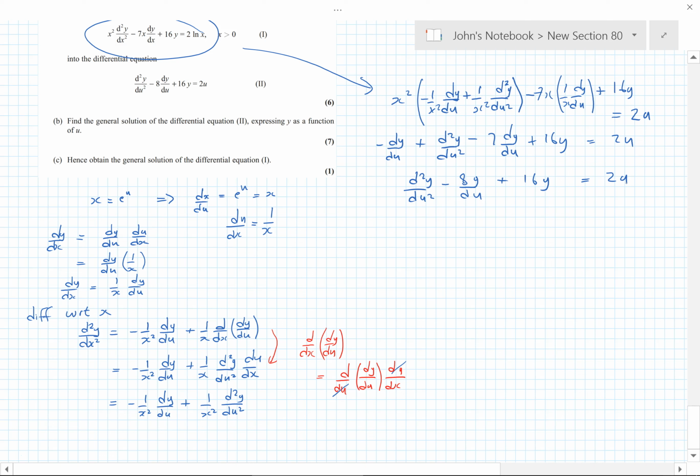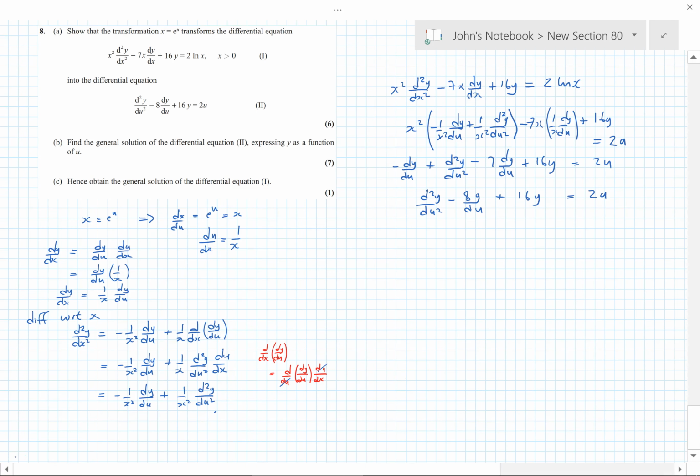Okay, so now we're going on to part B. So that was the tricky little confusing bit with the implicit differentiation.